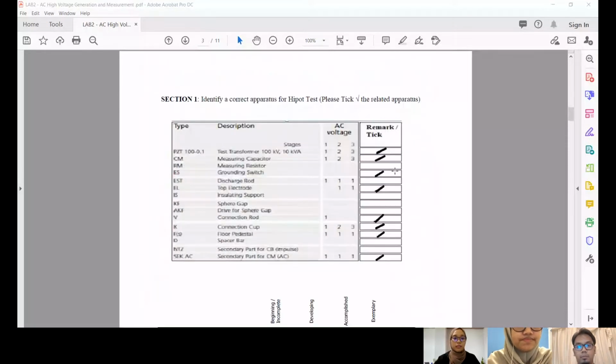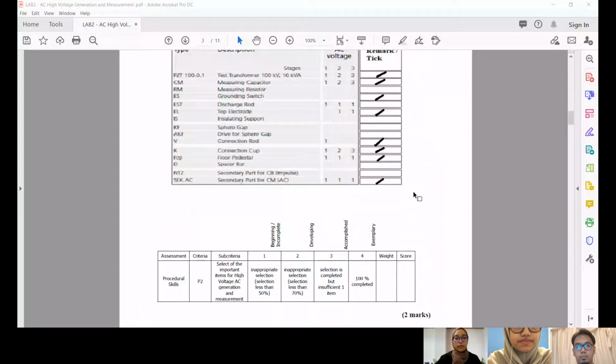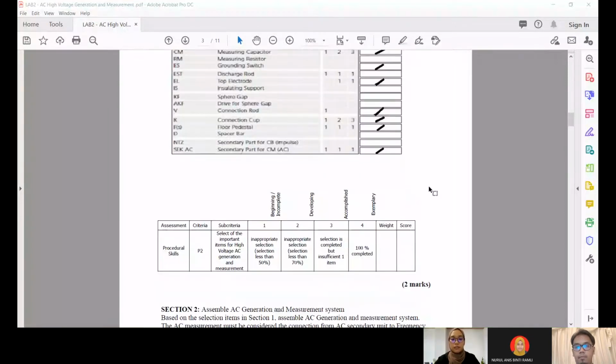For section 1, these are the important items for high voltage AC generation and measurement. The first one is the test transformer, measuring capacitor, grounding switch, top electrode, connection rod, connection cup, floor pedestal, and secondary part for CM in AC.